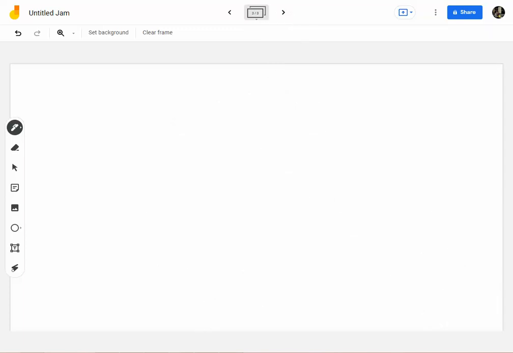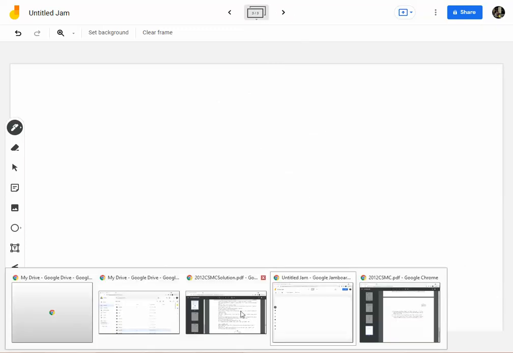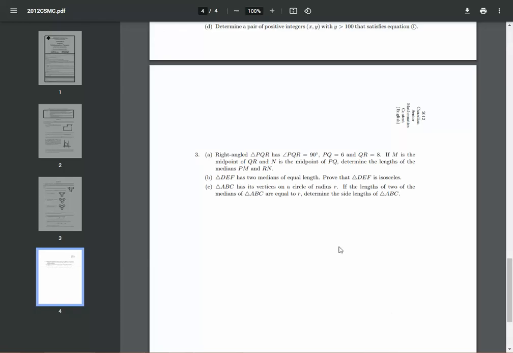Third one, what we have is that ABC is a vertex on the circle. If the lengths of two medians of ABC are equal to R, this means the two medians are the same, so we know this triangle is isosceles. And if they are equal to R, I want to determine the length.